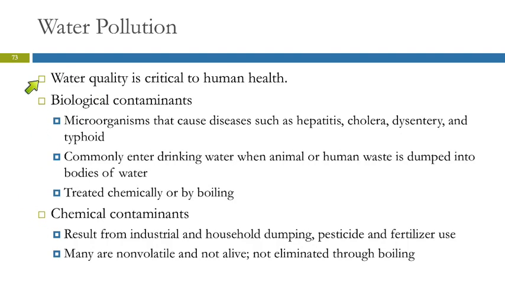So biological contaminants include microorganisms, and those can kill you, right? They can kill you pretty quickly. And those generally come from human or animal waste being dumped in or near a water source. These can be treated chemically. A lot of them are killed by bleach, or you can get iodine tablets or something if you're camping, or by boiling the water. That will kill a lot of them as well. So those are fairly easy to get rid of.